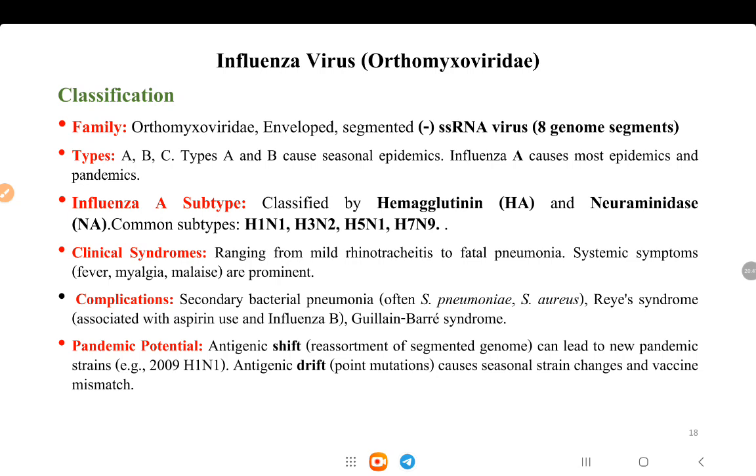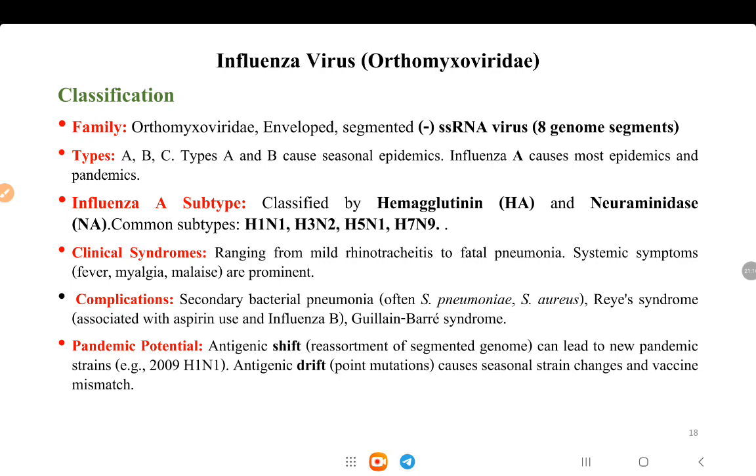The clinical syndrome of these viruses ranges from mild rhinitis to fatal pneumonia, with prominent systemic symptoms including fever, amnesia, and general symptoms. Complications from influenza infection can lead to secondary bacterial pneumonia, Reye syndrome associated with aspirin use in children, and also Guillain-Barré syndrome.